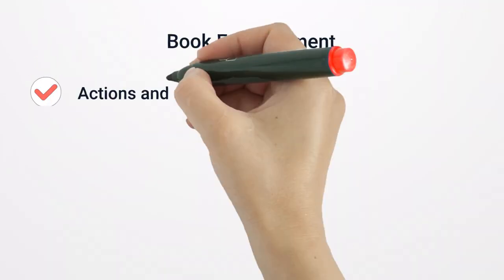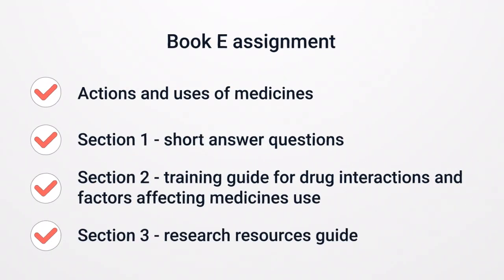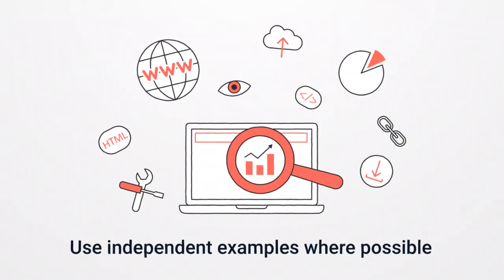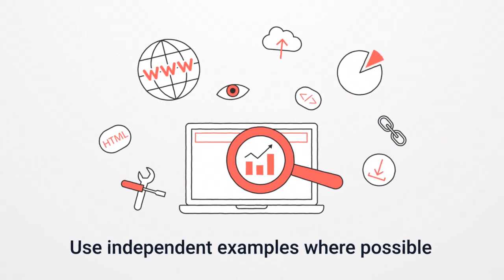The BTEC assignment consists of 3 sections. Section 1 is short answer questions. Section 2 requires you to create a training guide about drug interactions and other factors that affect medicine's use. Section 3 requires you to create another guide which explains different research resources. Where possible, please try to use some of your own examples, alongside those from the book, to demonstrate your understanding.